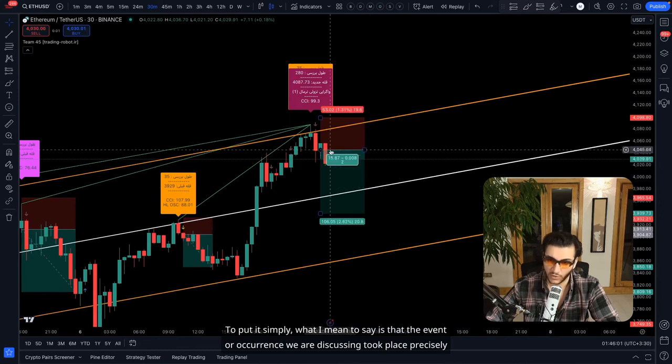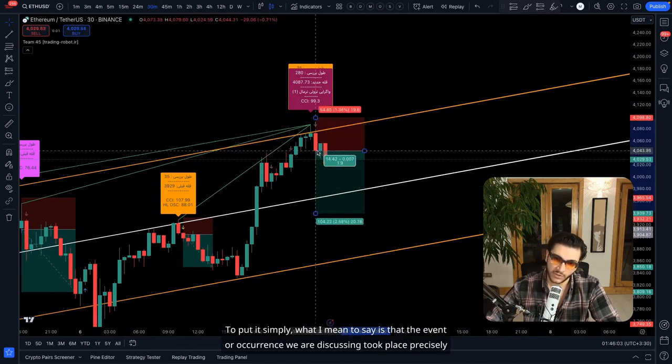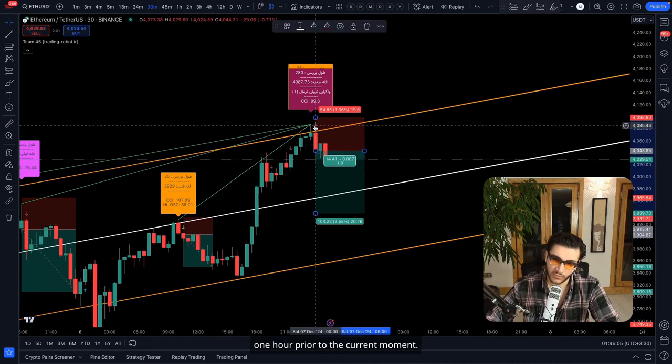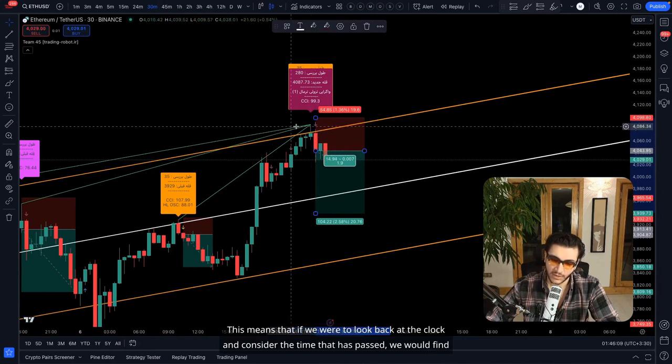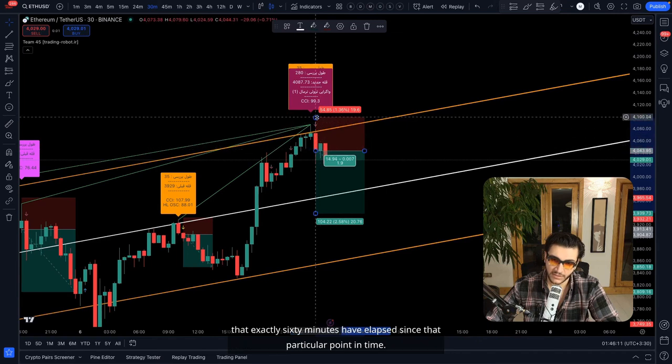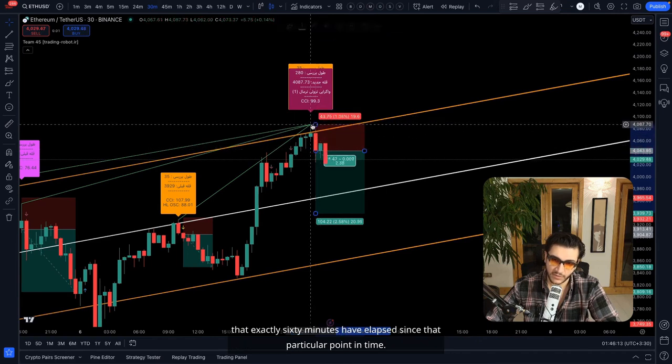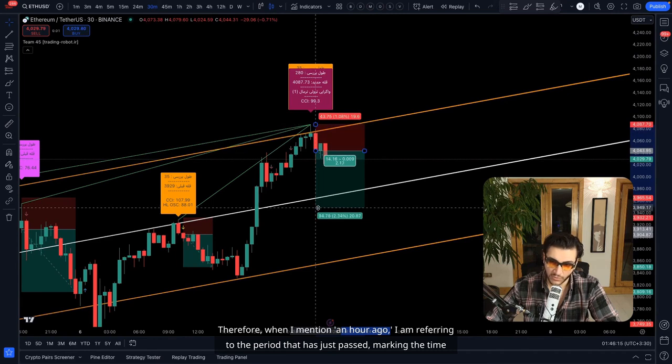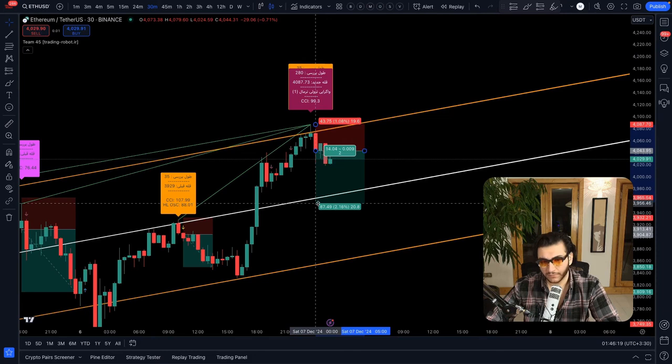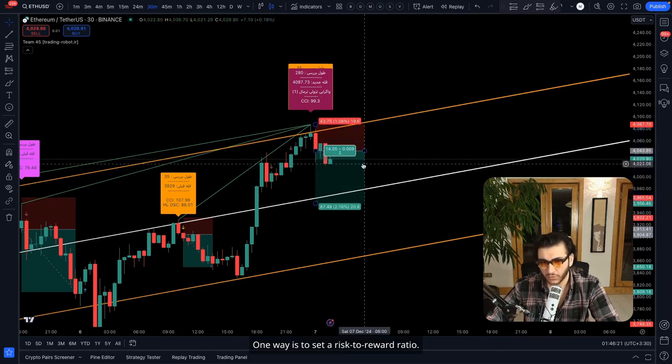To put it simply, the event we are discussing took place precisely 1 hour prior to the current moment. This means that if we look back at the clock, exactly 60 minutes have elapsed since that point in time. So when I mention an hour ago, I am referring to the period that has just passed, from then until now. One way is to set a risk to reward ratio.